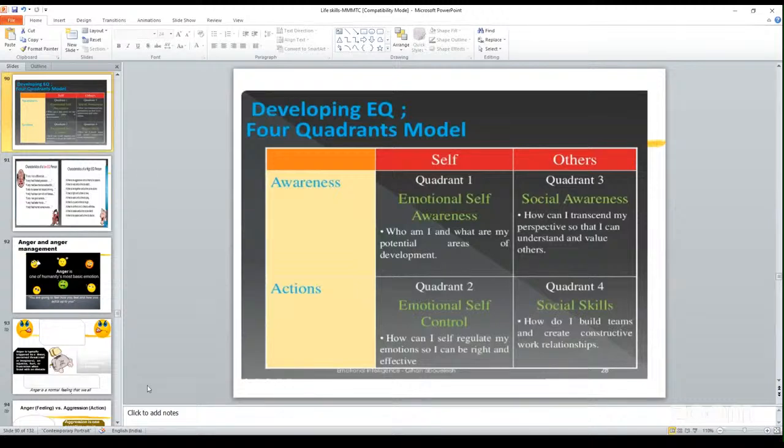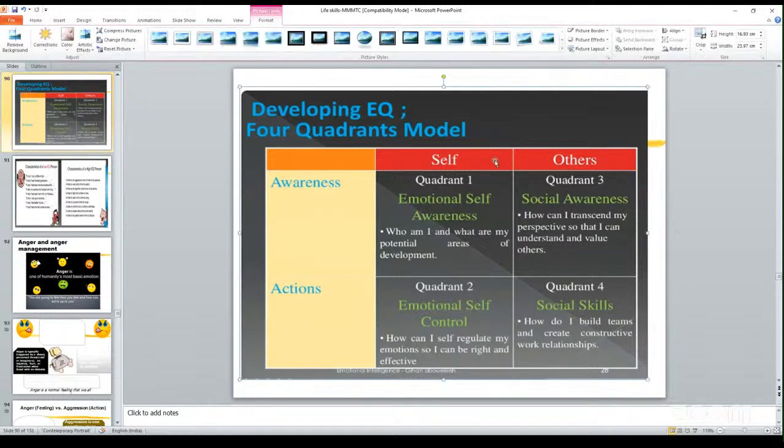Now, how to develop EQ? A four quadrants model is given already, where you are going to talk about four aspects. One is self, that is yourself, and another is the other person, and on the other side you can find awareness and actions. So in quadrant 1 you can find emotional self awareness. That's the self part and awareness. The basic question here is who am I and what are my potential areas of development? Remember, each person has different potential areas of development. It's not the same for all.